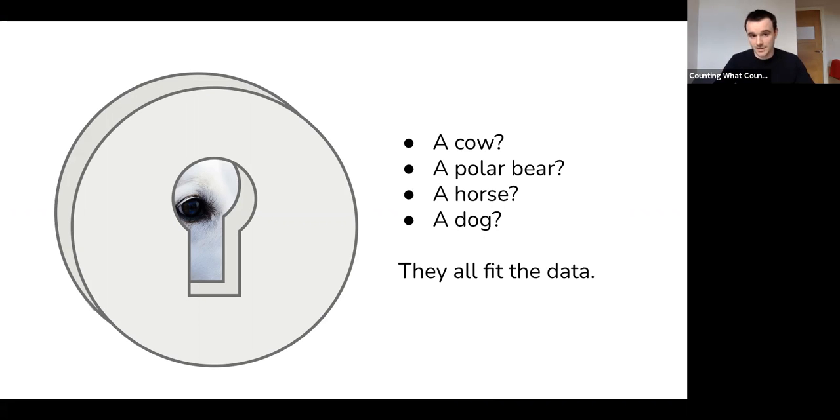So there are many guesses that fit the data. It might be a cow, a polar bear, a horse, a dog. Based on the data that we can see, all of these things fit the data.